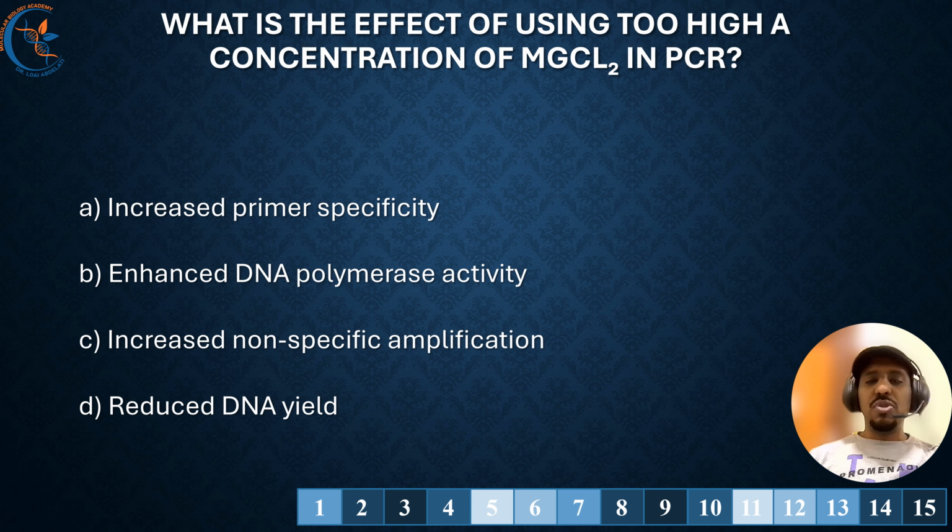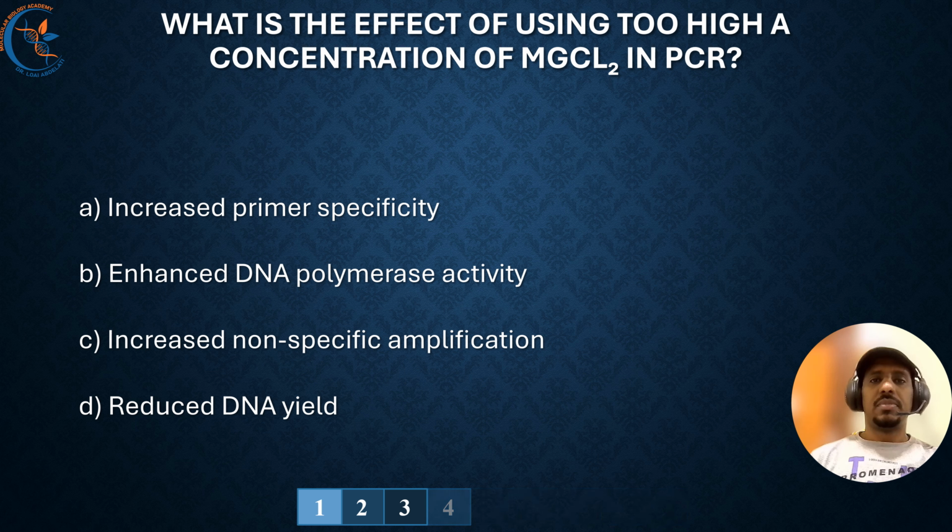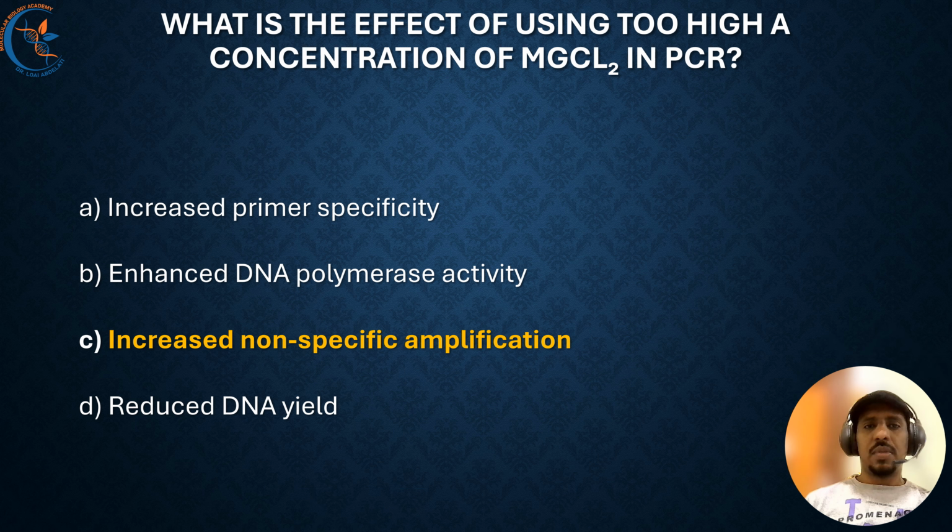Okay, let's see the next question here. What is the effect of using too high a concentration of magnesium chloride in PCR? The correct answer is increased non-specific amplification. As we know, excessive magnesium chloride can stabilize non-specific binding of primers, leading to increased non-specific amplification.